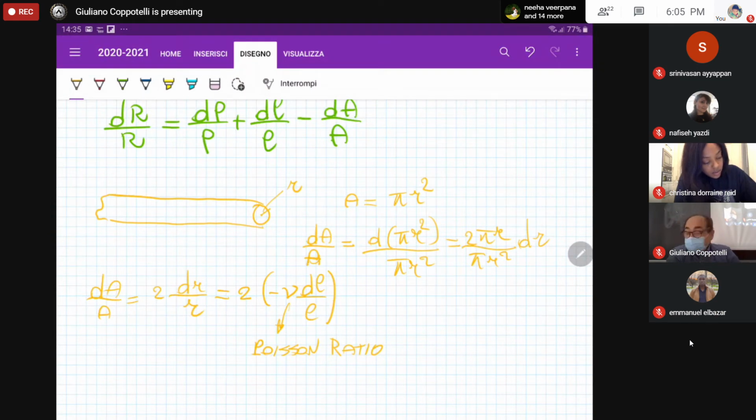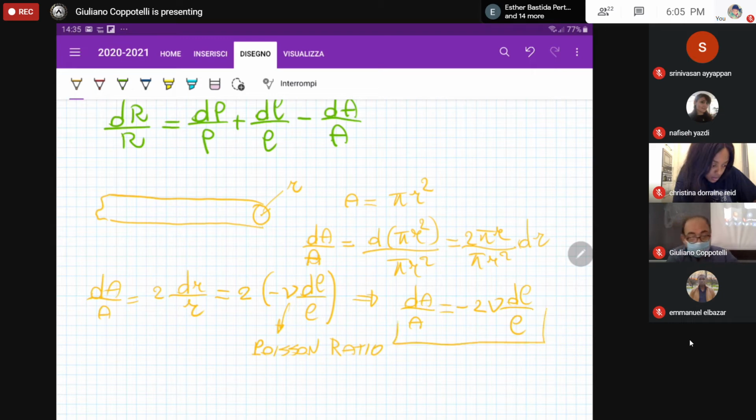Okay, the Poisson ratio, remember, is telling you the relation between the change of length in one direction and the corresponding change of length in the orthogonal direction. So at the very end, what we got here is that the change of the area with respect to the area is given by negative 2 nu times dL over L.